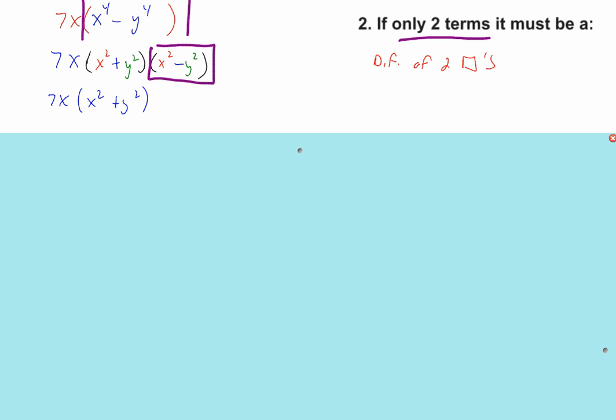Again, every time, two parentheses, plus in the middle of one, minus in the middle of the other. Square root of the front in the front. Square root of the back in the back. Now we have three binomials. Are any of the binomials a difference of two squares? The answer is no, so we're done.